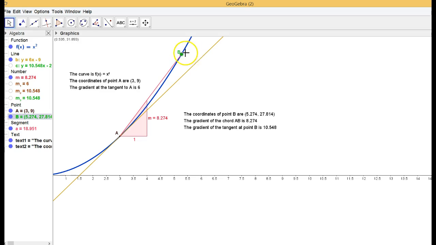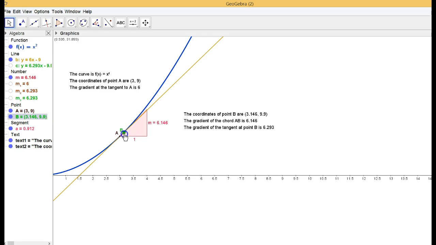Now you can see I've got a point B up here as well. Over here I've got the information about B. The gradient of AB is 8.274, that's reflected in this little triangle. I'm not interested in the gradient of the tangent at B. I'm just interested in this 8.274 and getting closer to the gold tangent at A, which we're told has a gradient of 6. As we drag in, as B gets closer to A, that gradient gets closer to 6.